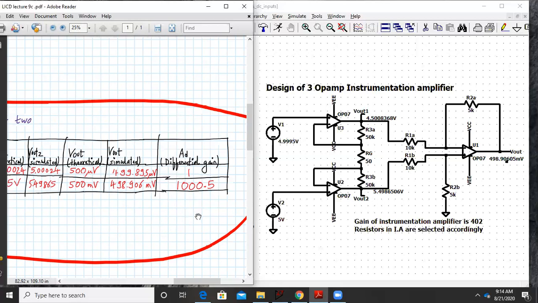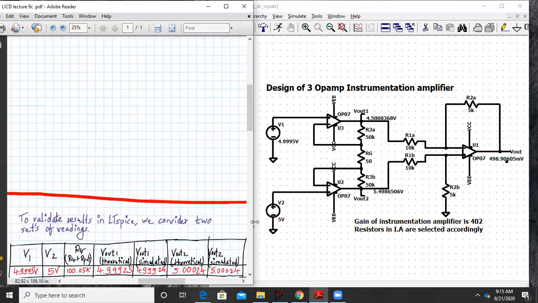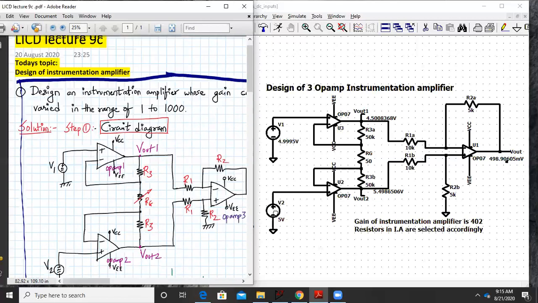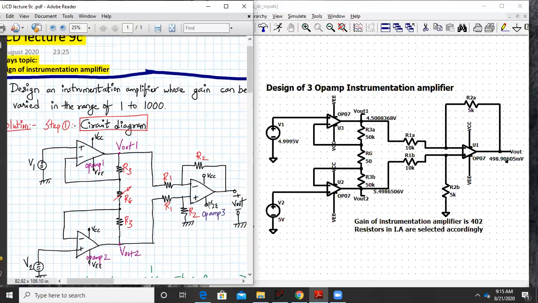Now, this is the biggest advantage of the instrumentation amplifier. In a normal differential amplifier, this was not possible. We would require a very high value of resistance to have a very large gain in this variation from 1 to 1000. Now, this is easily achievable in this instrumentation amplifier. So, hence we complete the design of this instrumentation amplifier where the gain can be varied in the range of 1000.